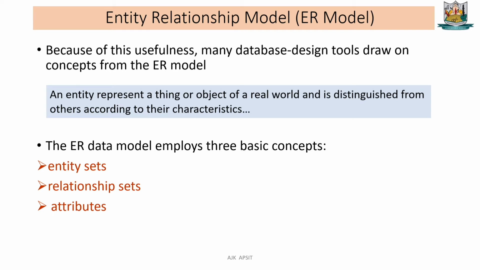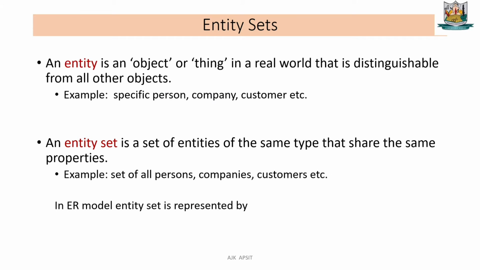The ER model is based on three basic concepts: the entity, the relationship sets, and the attributes. The entity. An entity represents a thing or an object of the real world which has distinguishable characteristics. For example, person, employee, and customer. The entity set is a collection of similar types of entities like employee, faculty, and customer. The entity set is represented in the ER diagram by a rectangle.